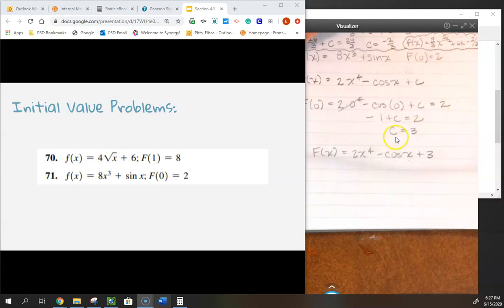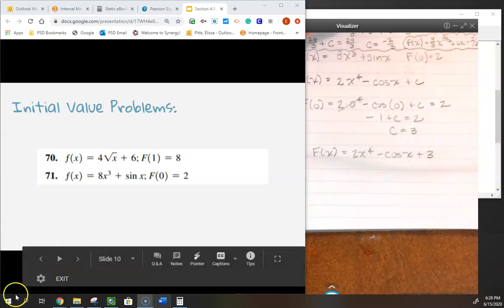And if we do that, we get 2 times 0 is 0, cosine of 0 is 1, so we get negative 1 plus c is equal to 2, so we get c is equal to 3. So the solution to this initial value problem, or the particular solution to the differential equation, is 2x to the fourth minus cosine of x plus 3.